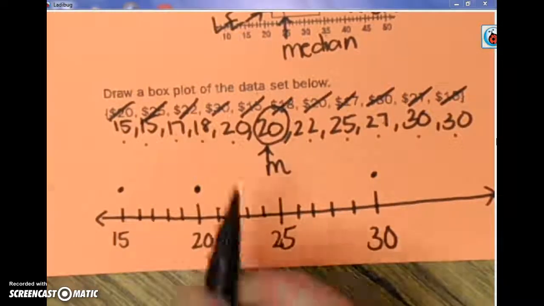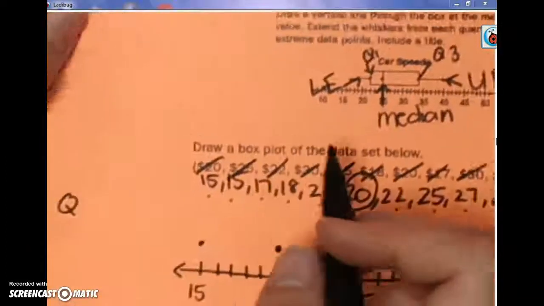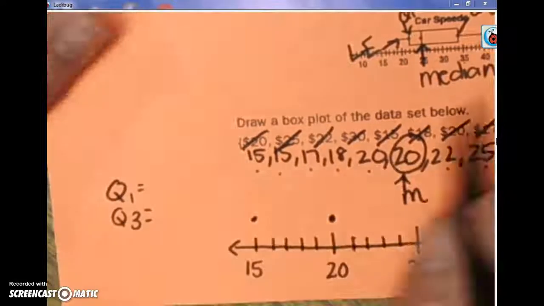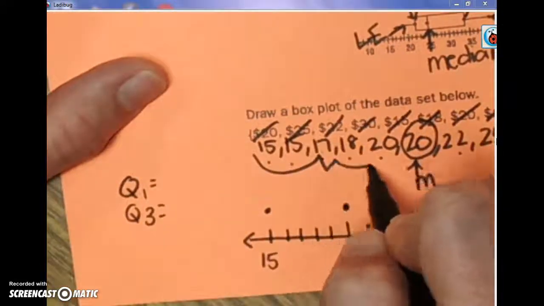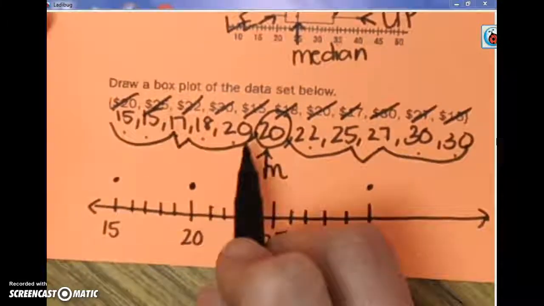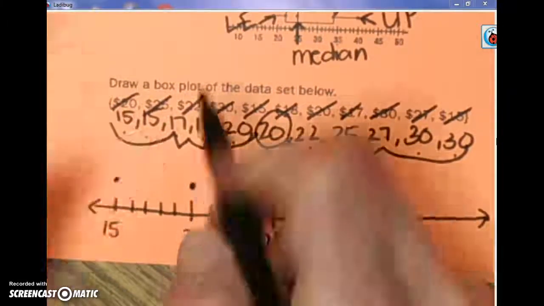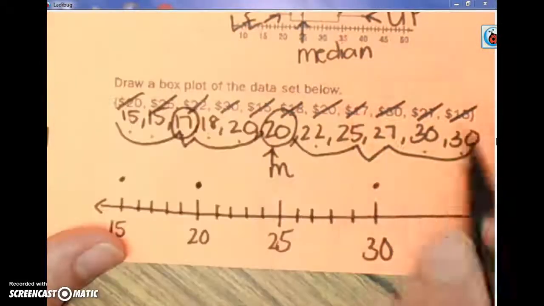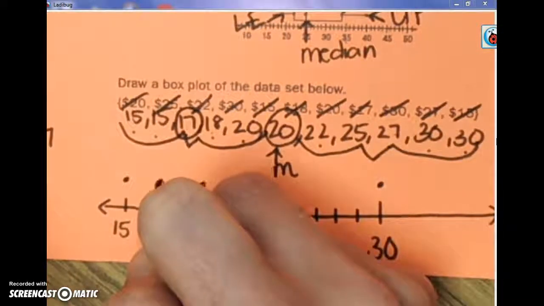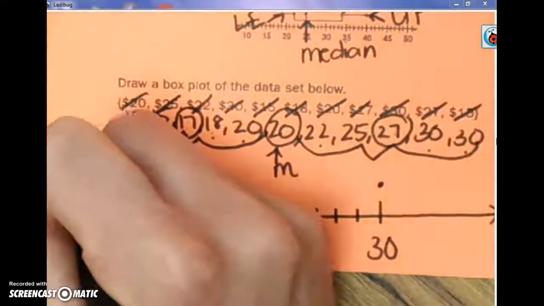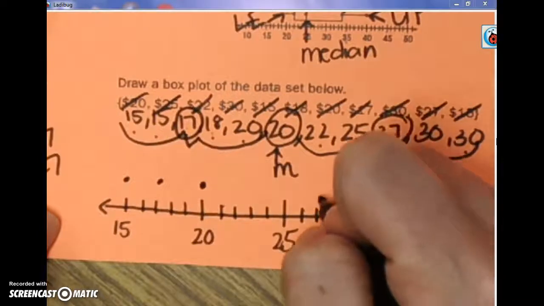And now we need to find Q1 and Q3. So I'm looking for Q1, I'm looking from here to here. Q3, I'm looking from here to here. So we're going to look in the middle, which is 17 for Q1. So we're going to put a dot above 17. And the middle for Q3 is 27. So we're going to put a dot right above 27.